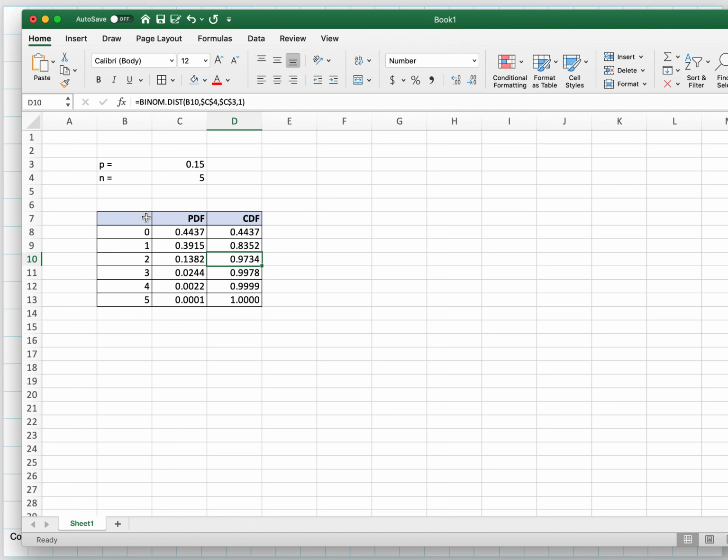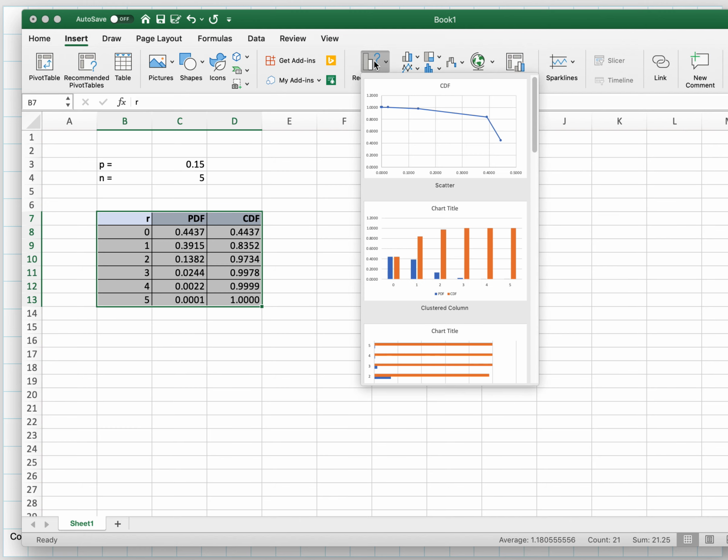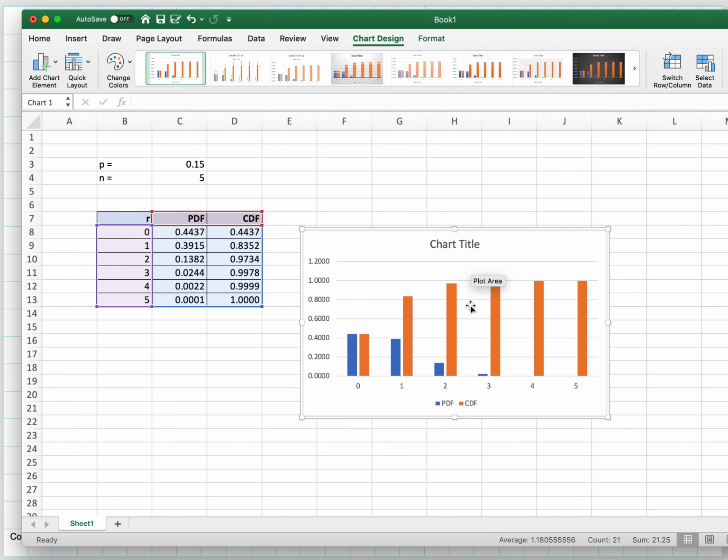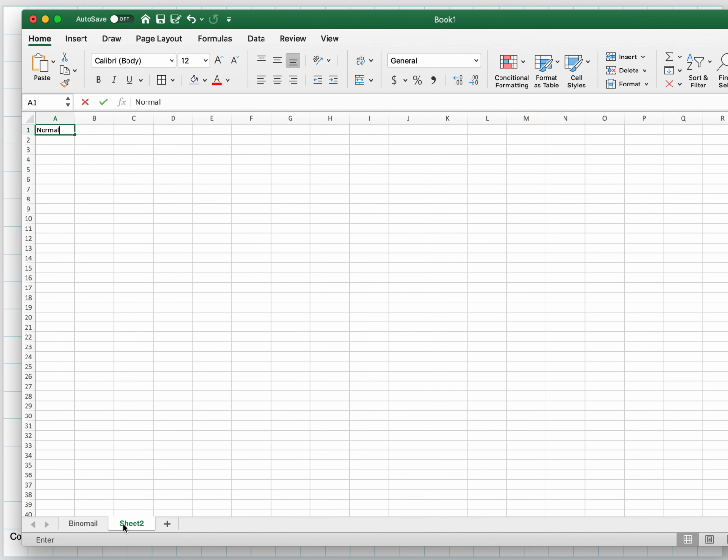It's a cumulative distribution. If I was to graph these, let's see, what kind of chart do I want? Yes, let's do that. The CDF, you see, increases up to 1. The PDF decreases. It's not a symmetric distribution. So this is the binomial. And then we'll make this one if we do a normal.